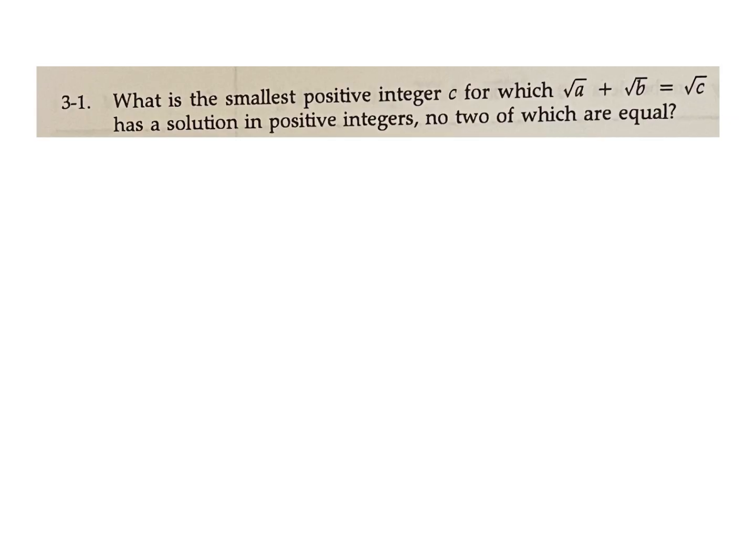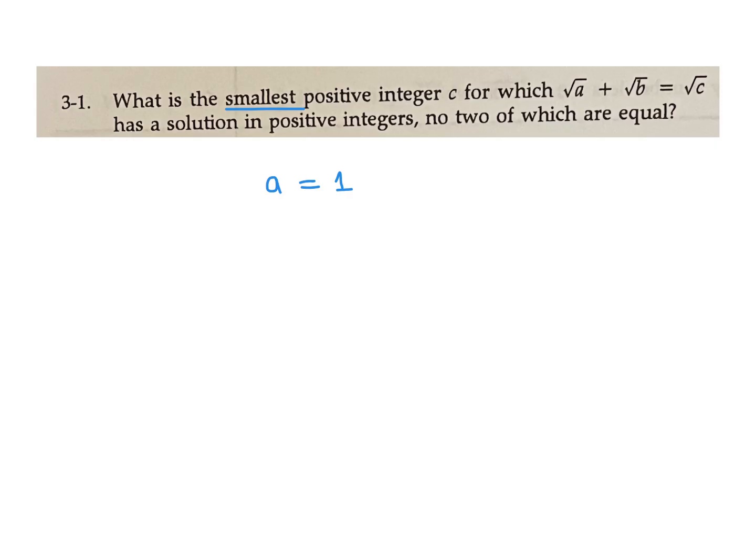What is the smallest positive integer c for which root a plus root b is equal to root c has a solution in positive integers, no two of which are equal? Okay, so they are asking for the smallest, so let's just use trial and error starting with the smallest number, which is 1.